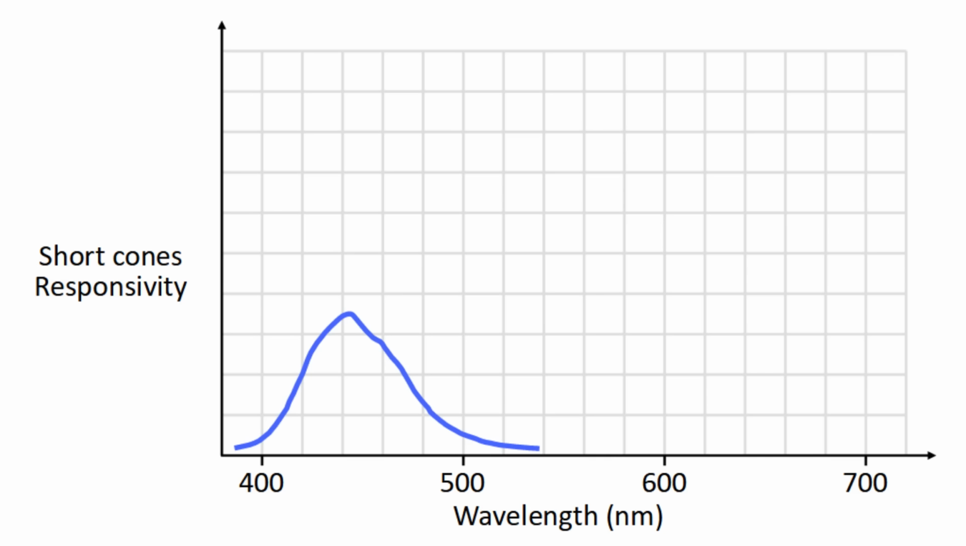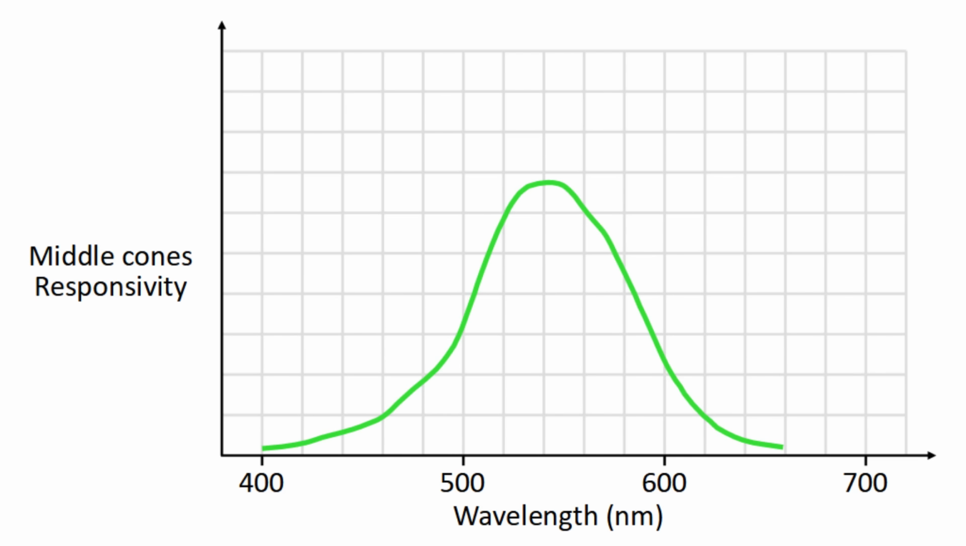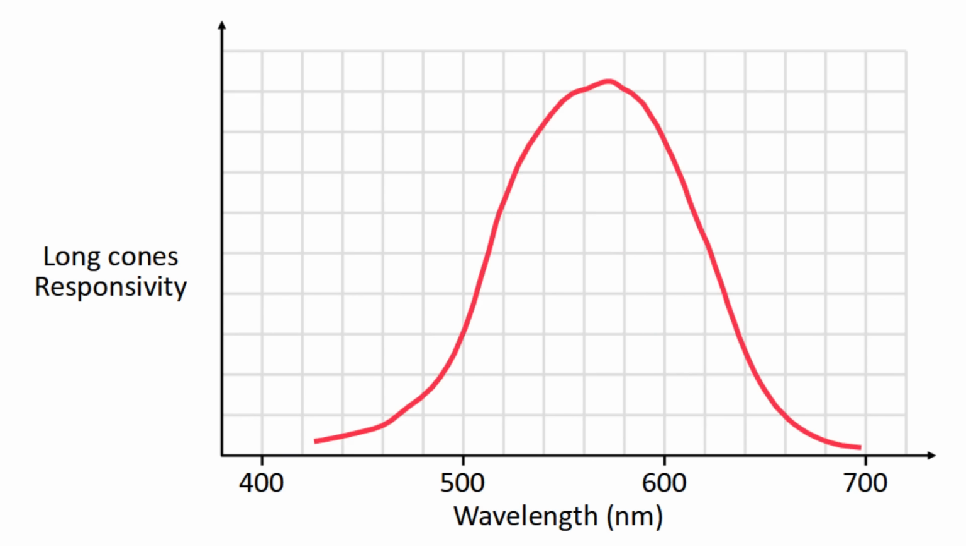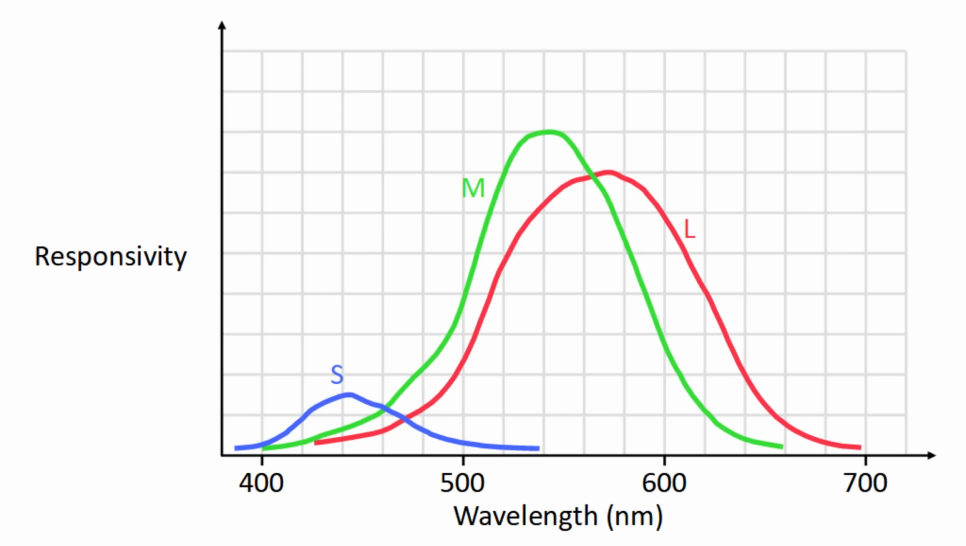The first type is called the short cones. They detect light with wavelength between 400 and 550 nanometers with a peak responsivity at 440. Then there are the middle cones from 400 to 650 with a peak at around 540. Finally, there are the long cones from 430 to 700 with a peak at 570. The thing that makes these cones so useful is that their responsivity graphs overlap quite a bit. If we were to graph all 3 at once, it would look something like this.